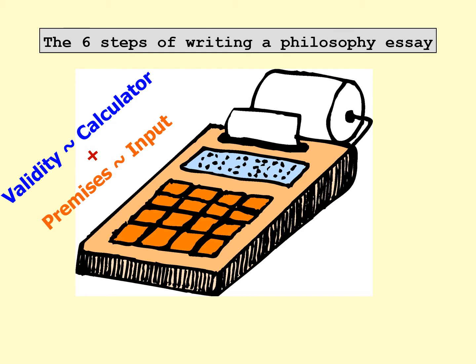To return to the independence of truth and validity, just like whether you are making correct entries is independent of whether the calculator is working or not, the truth of the premises of an argument is independent of the logical machinery you subject it to. They are separate things and must be evaluated separately.